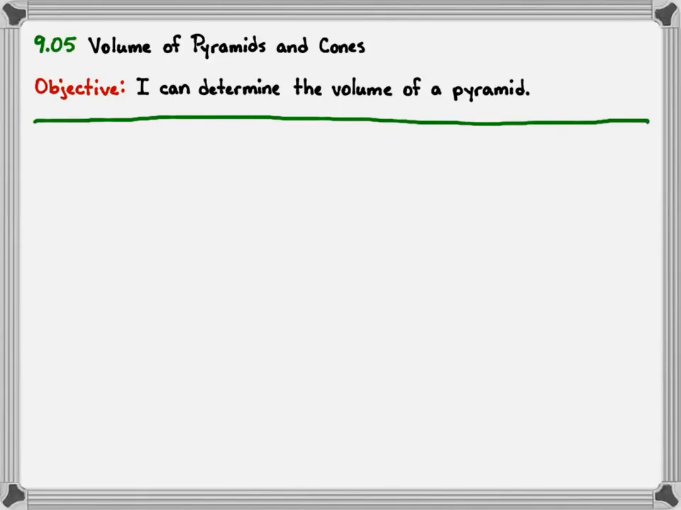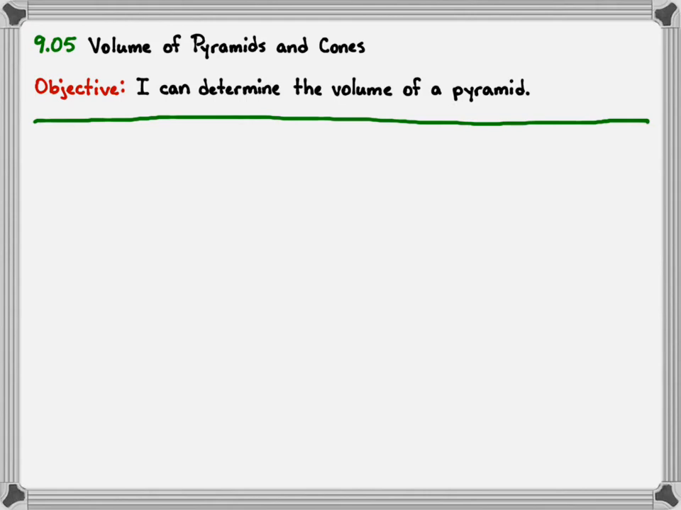In this lesson, we're going to be covering the volume of pyramids and cones. Last time we talked about the volume of prisms and cylinders. In fact, there's a direct, great, beautiful relationship between a prism and a pyramid, and a relationship between a cylinder and a cone. So let's go ahead and get started with our notes.